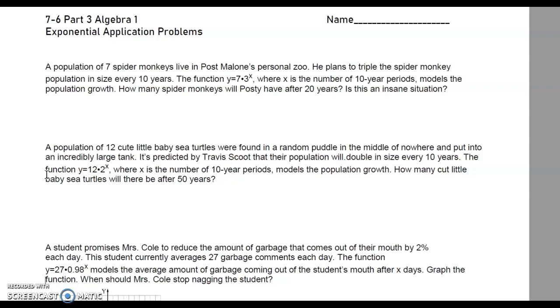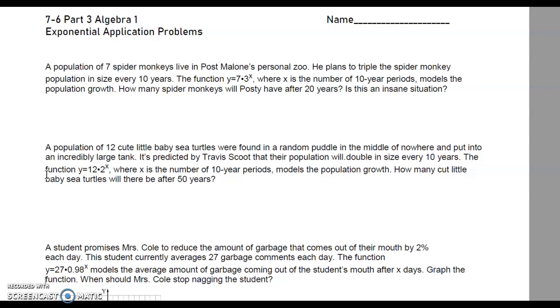He plans to triple the spider monkey population in size every 10 years. The function y equals 7 times 3 to the power of x, where x is the number of 10-year periods, models the population growth. How many spider monkeys will Posty have after 20 years? Is this an insane situation?